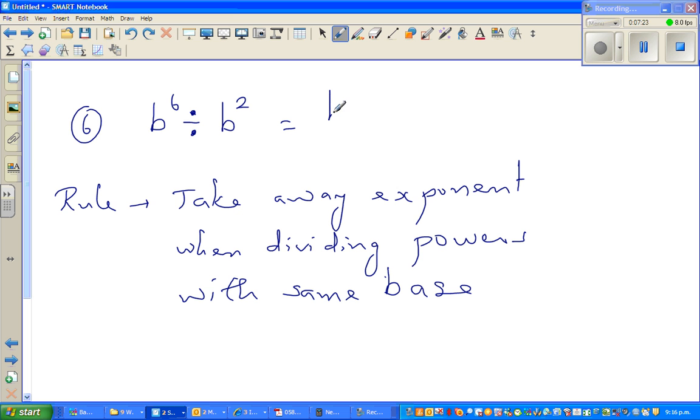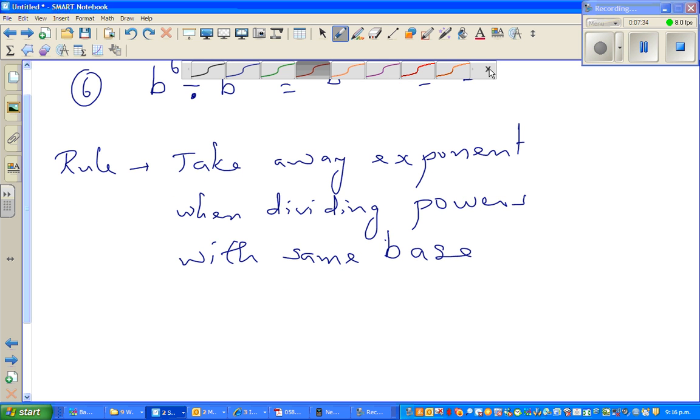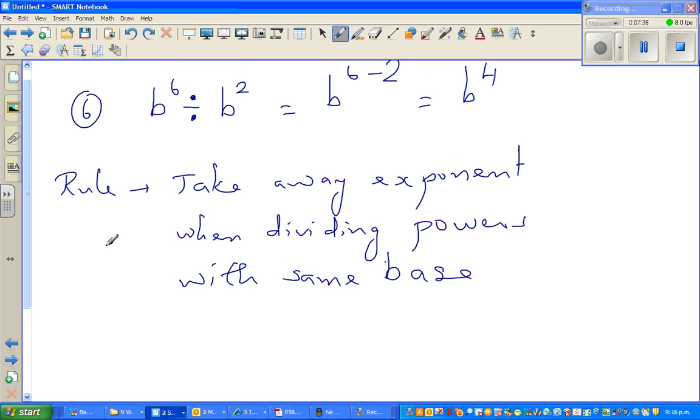So this is b to the power 6 take away 2, which is b to the power 4. Now to explain this in a different way, if you don't want to use the rule, though you should be using the rule, but let me explain the rule. You can write this as b to the power 6 divided by b squared.